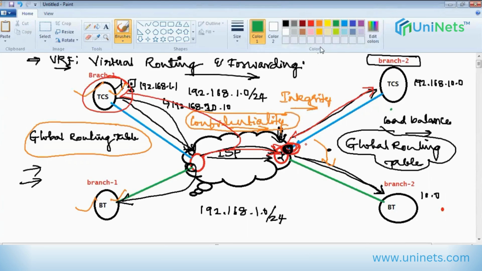Yeah. So using these VRFs, I will differentiate my clients, and I will extend those VRFs throughout my domain, where each and every router knows to which particular routing table it should map the traffic it receives, and according to that routing table, I will forward that traffic.